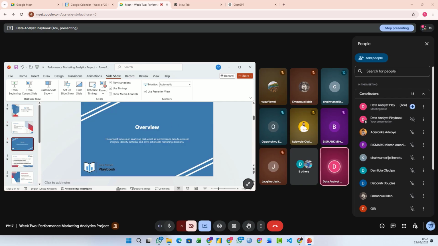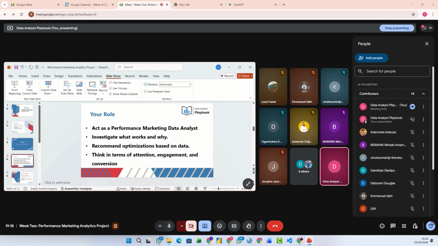So the overview here is that this project focuses on real world ad performance data to uncover insights and patterns, and drive actionable marketing decisions. I know most of us might have seen or heard of marketing analysis. Now, in marketing analysis, there are a lot of short form words you find there, and it will be very important for each one of us to understand these words and try as much as we can to read them up. Yes, it is very important.